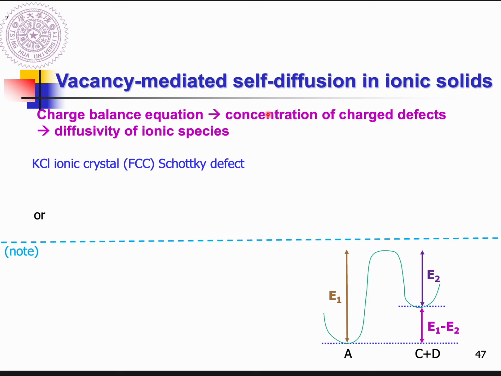So we have a potassium chloride ionic crystal with FCC structure, and we observe there's a Schottky defect formed in this potassium chloride ionic crystal. So can you try to estimate or formulate the diffusivity of potassium ions or the diffusivity of chloride ions in these ionic materials? So this is our purpose, right? And just to give you a quick review or hint here.